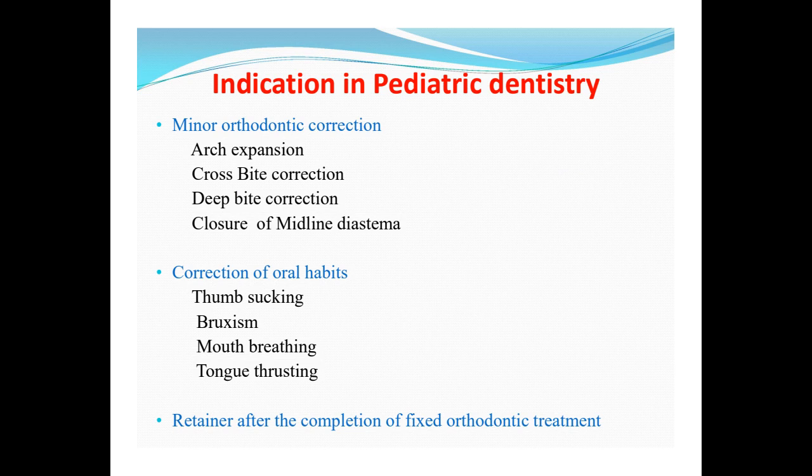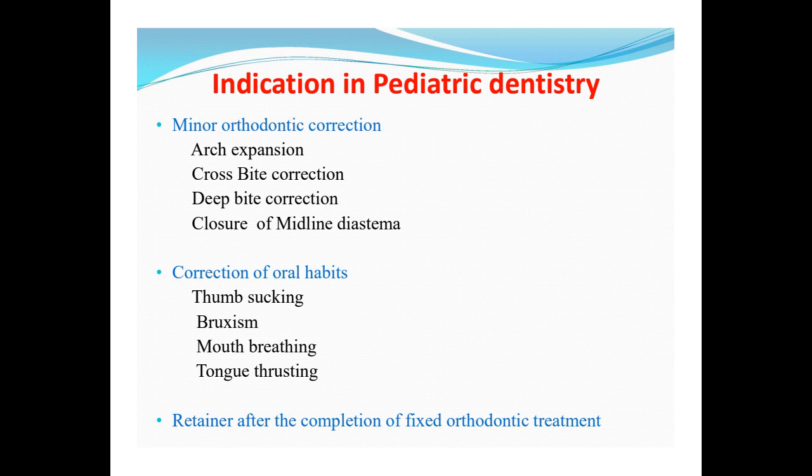In which conditions are the removable appliances indicated? The first and foremost is minor orthodontic correction. As the teeth are erupting in the child's mouth, you might notice that the teeth are not erupting in the proper arch, they are not in the proper position. You might want to correct it at an earlier stage. So in conditions like arch expansion, crossbite correction, deep bite correction, closure of midline diastema, for simple clinical problems, you can make use of this removable appliance.